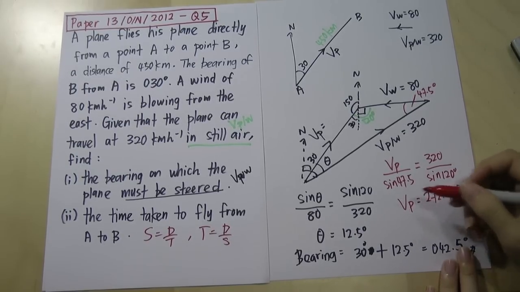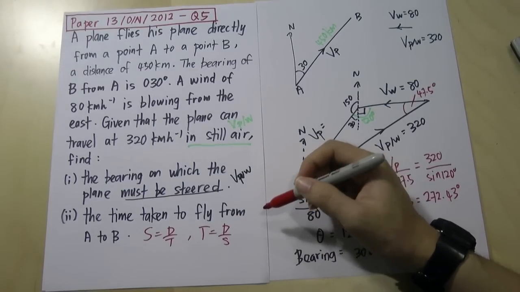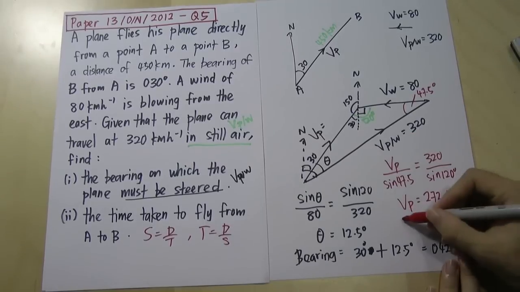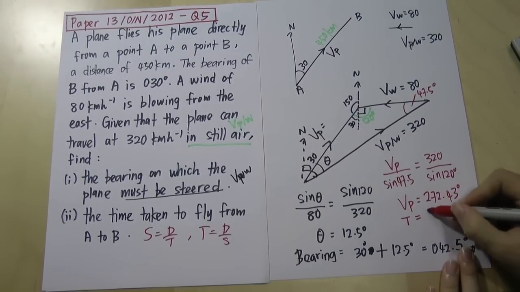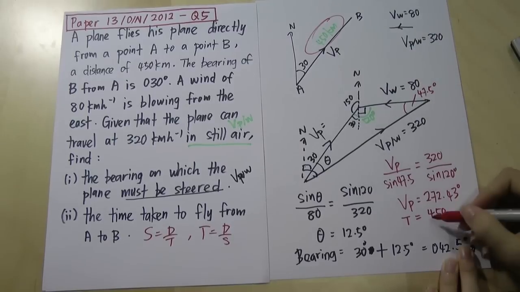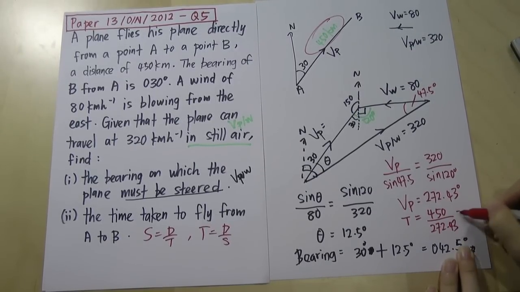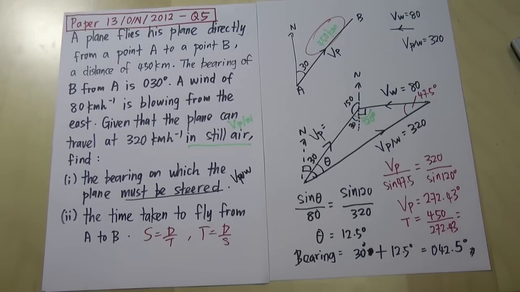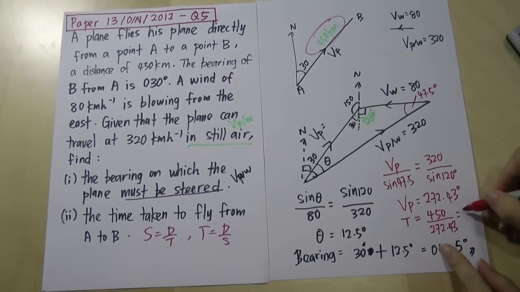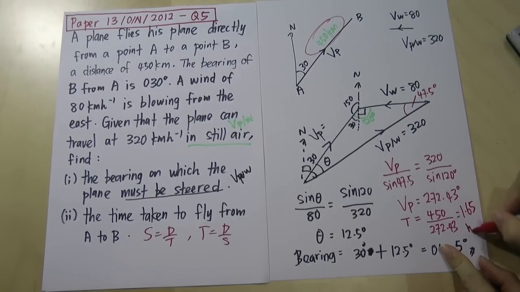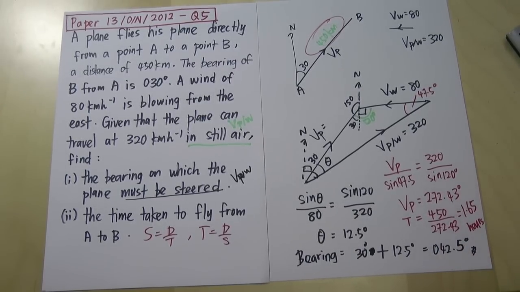Right, now I want to find the time taken. Do we say in hours or in minutes? It doesn't say anything, right? So I want to find the time. It's simple. I just use the distance, which is 450 km, stated here, divided by the speed, 272.43. You must understand the answer you got here is in hours. So 450 divided by the answer. So I got 1.65 hours.